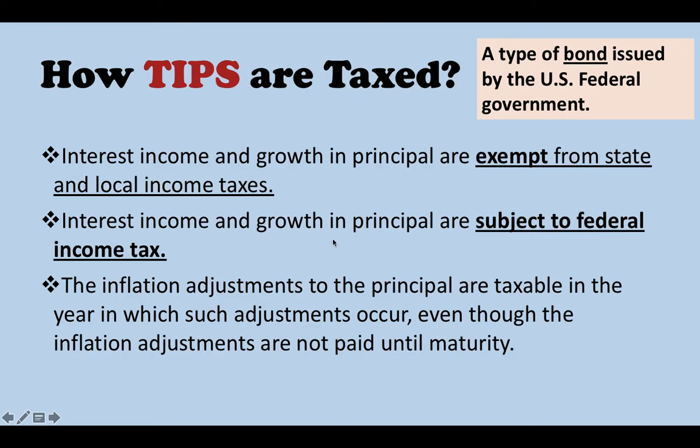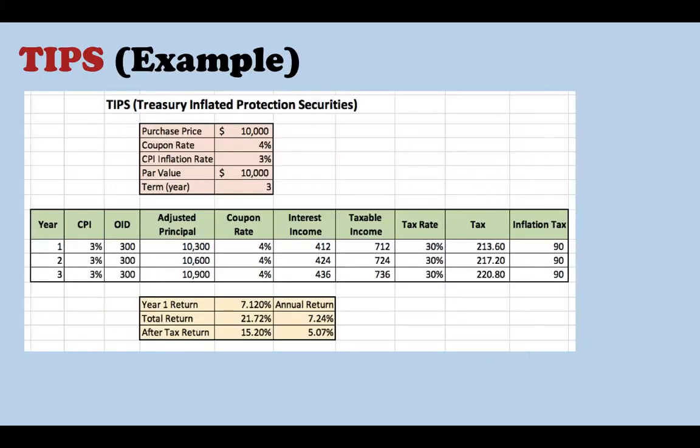However, you have to pay federal tax on the interest and the growth of the principal. I will discuss this in detail later. So you just have to know that the inflation adjustments to the principal are taxed in the year in which such adjustments occur, even though the inflation adjustments are not paid until maturity. So let's see an example.